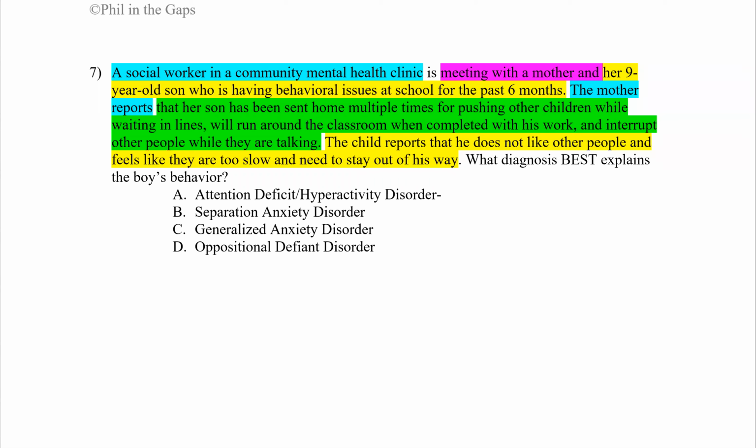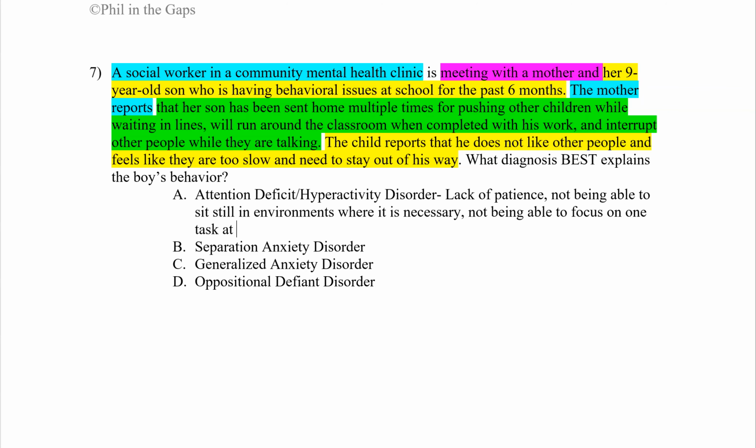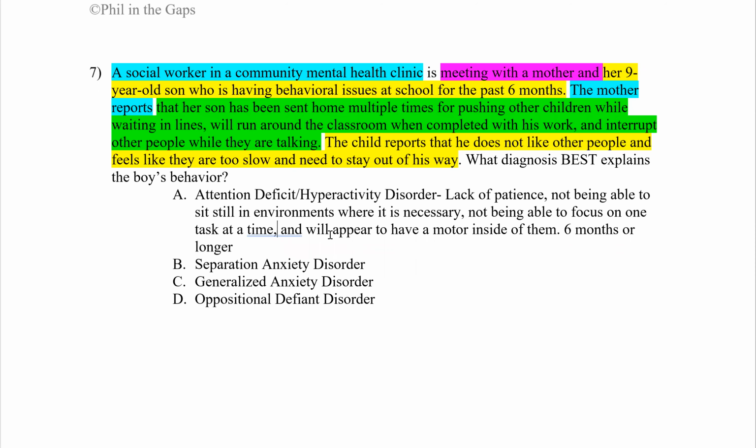A, attention deficit hyperactivity disorder. We're going to be seeing lack of patience, not being able to sit still in environments where it is necessary, not being able to focus on one task at a time, and will appear to have a motor inside of them. And this is going to be 6 months or longer.